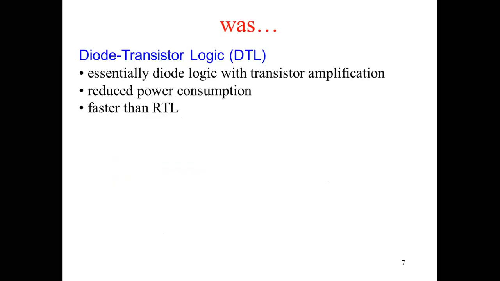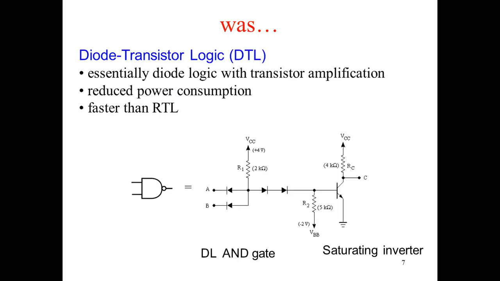Then DTL, diode transistor logic, is essentially diode logic with transistor amplification. It reduced power, meaning power consumption is less as compared to the previous two technologies, and it is faster than RTL. The speed is fast. Again, the basic gate is an AND gate, and it looks like this.